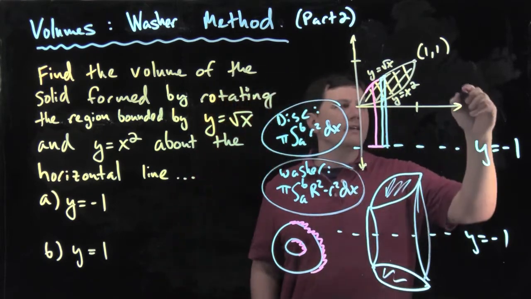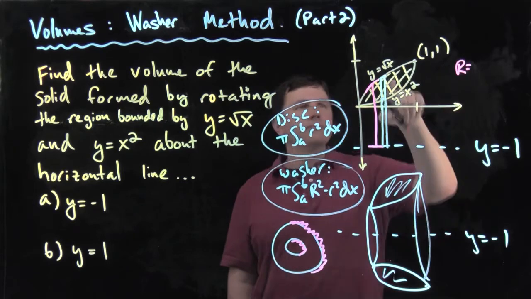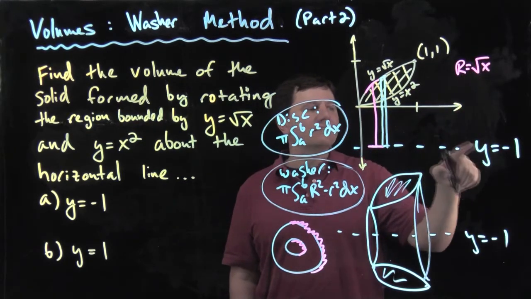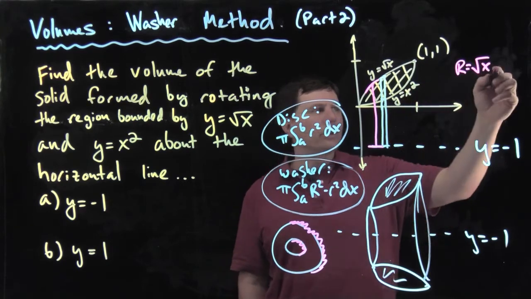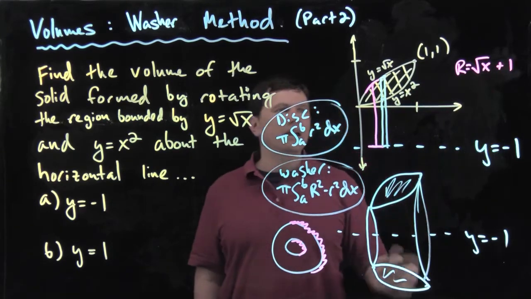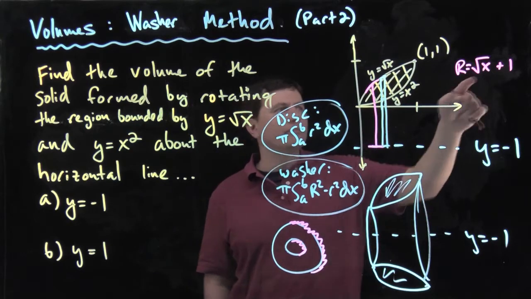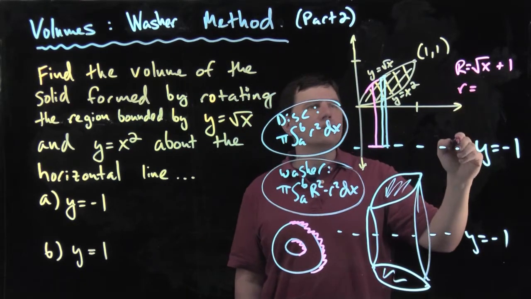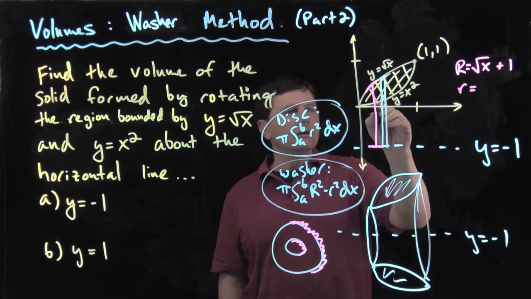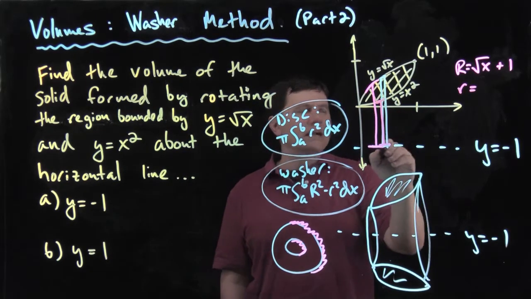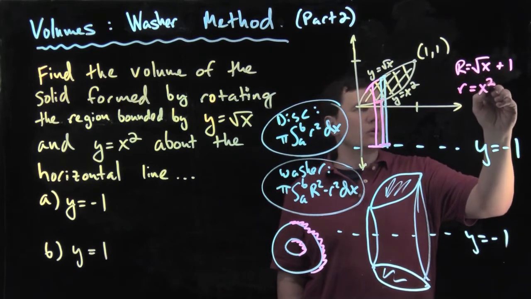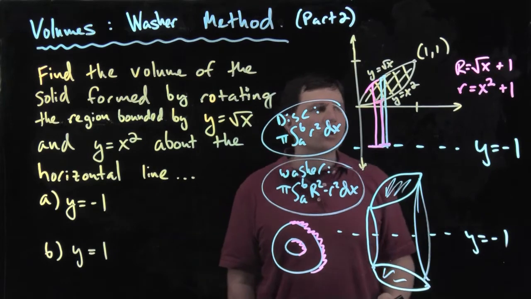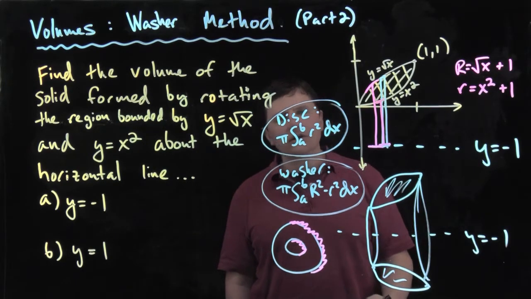The big R in this case is going to be the square root of x minus -1. So we're actually adding 1, right? Because it's going to be whatever's on top minus whatever's on the bottom. So it'll be square root of x minus -1. Little r will be formed by the x squared to our axis of rotation. So it'll be x squared minus -1, okay? And that's our little r squared. Really, that's the key to all of these.